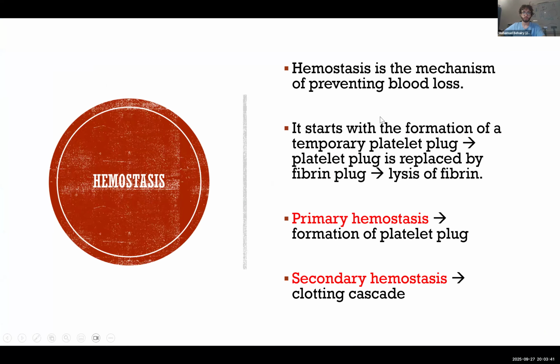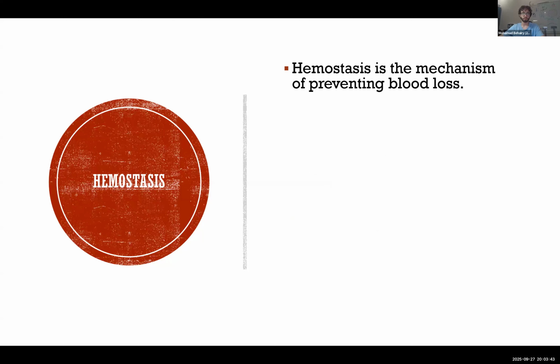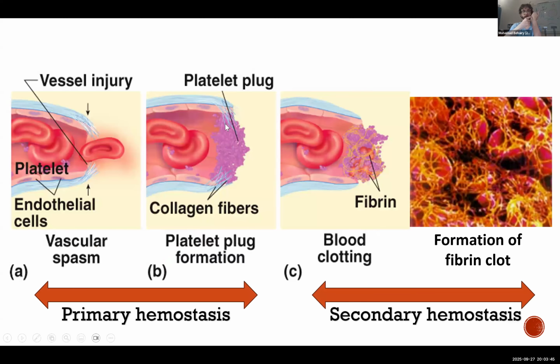This is the last slide. I'll explain it by using the diagram. Guys, when you get injured, when you start bleeding, the first thing that's going to stop the bleeding are platelets. Platelets are very fast acting. They come right away and form a plug and stop bleeding. This is called primary hemostasis.